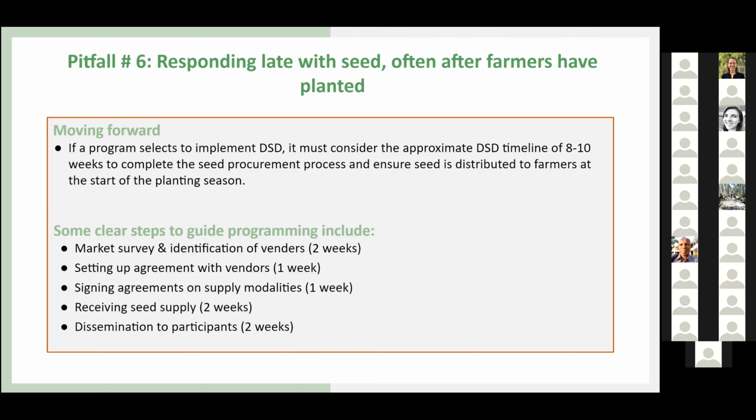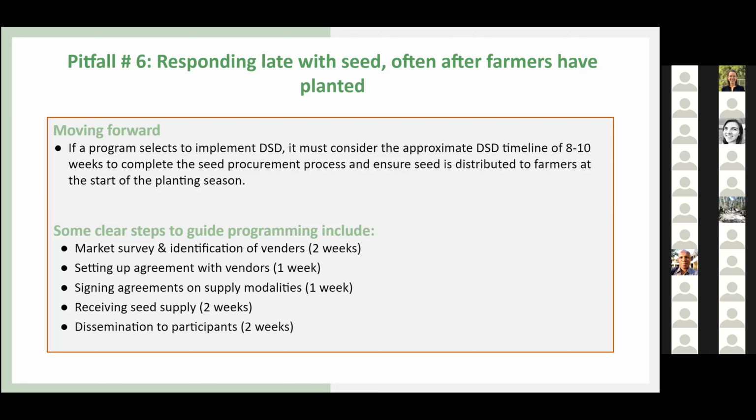We have suggested some clear steps here, and this would just help to guide your thoughts on how to plan the procurement and distribution. You have to look at the markets and see what seeds are available within the locality, but also look at whether there are vendors who can supply that seed, and think of agreements and signing those, and of course receiving seed supply and then the actual dissemination. So if you can break it down and plan early enough, we think that can help a lot in overcoming this pitfall.